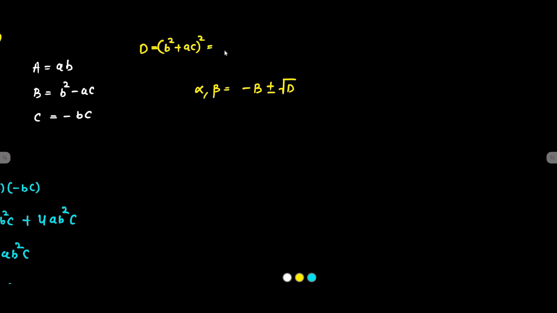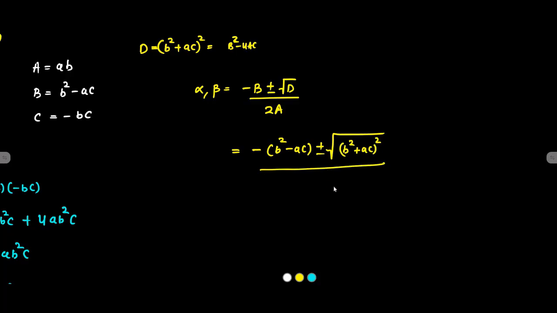This is b square minus 4ac. Sorry, only b square minus 4ac, not root over. Okay, b square minus 4ac. So this is equal to by 2a. So it is equal to minus b square minus ac plus minus root over of b square plus ac whole square by 2a, which is equal to 2ab. So it is equal to minus b square minus ac plus minus, this is root over of b square plus ac whole square, it will simply become b square plus ac by 2ab.